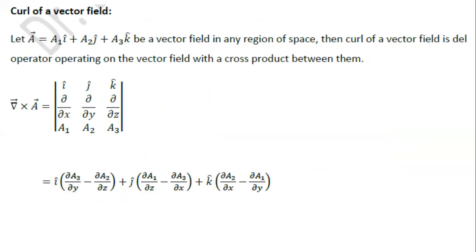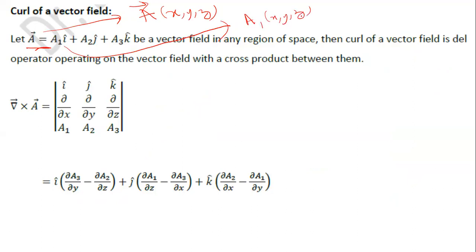When we talk about curl of a vector field, we have a vector quantity which has a spatial dependence, which is not constant. Like A is a vector which is a function of x, y, and z. That means the components A1, A2, and A3 can each be functions of x, y, and z. If they are not constant and vary with space variables like x, y, and z, then this is called a vector field.